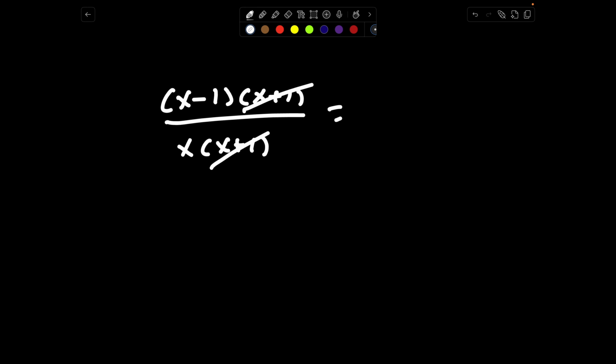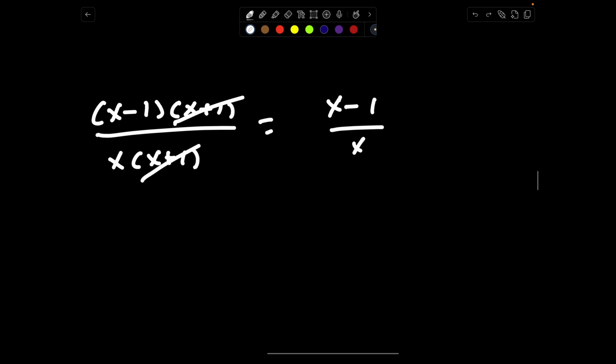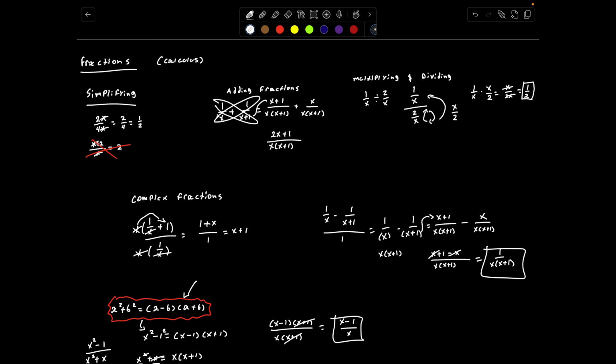Which then leaves us with x minus 1 over x. And that's it. We cannot cancel out these x's. That's the same mistake from the very first problem. So this is it. All right, that's basically it.